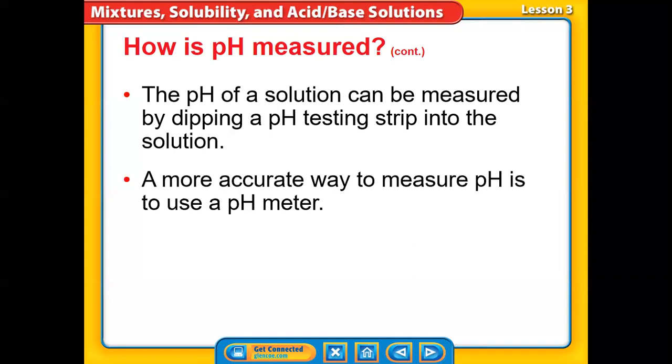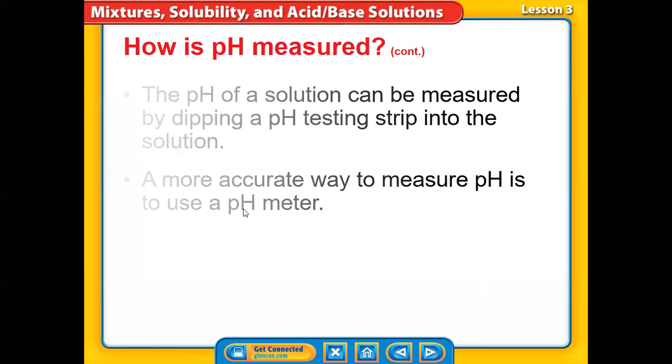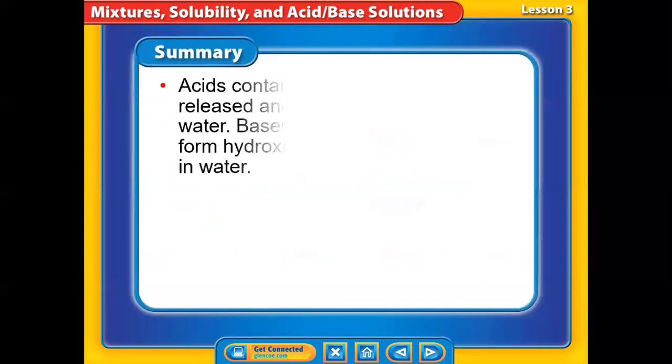So that's just some techniques I could use to know whether a solution is an acid or a base. But if you need to know the exact pH, it's better to use a pH meter because it will tell you exactly what the pH is.